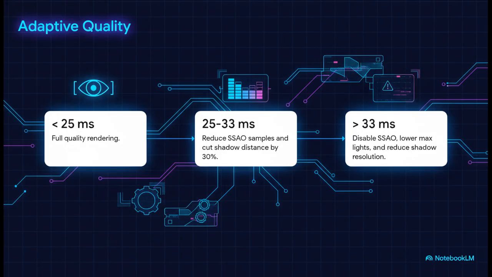And here's the best part. This fallback system is adaptive. It's constantly watching its own performance. If the time it takes to render a frame starts to climb, it doesn't just start dropping frames and getting choppy. No, it gracefully scales back visual features in a very specific order, like reducing SSAO samples or pulling in the shadow distance, all in the name of maintaining a stable target frame rate.